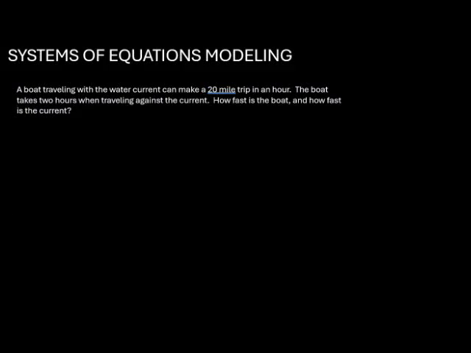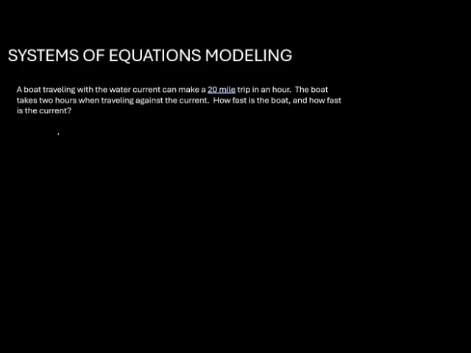Here we'll do some practice on systems of equations. This question says that a boat traveling with the water current can make a 20-mile trip in an hour. The boat takes 2 hours when traveling against the current. How fast is the boat and how fast is the current?